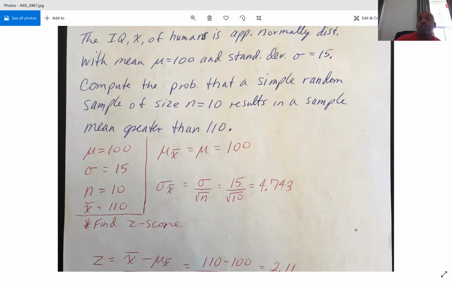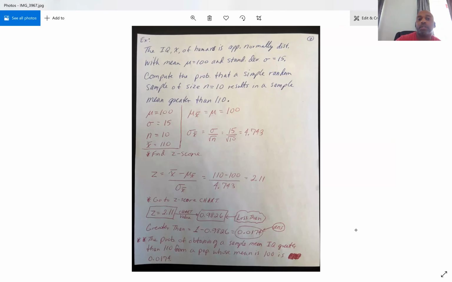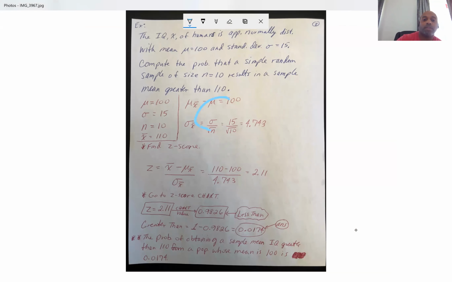So if I can go out a little bit, just so I can write on the screen. I'm talking about this relationship right here. Our mean is going to be the mean of the population. So that's 100. And then we can calculate our standard deviation right here by taking our 15, which is the standard deviation of our population, divided by the square root of 10, which is the square root of our sample size. All right, so any questions on this part right here?